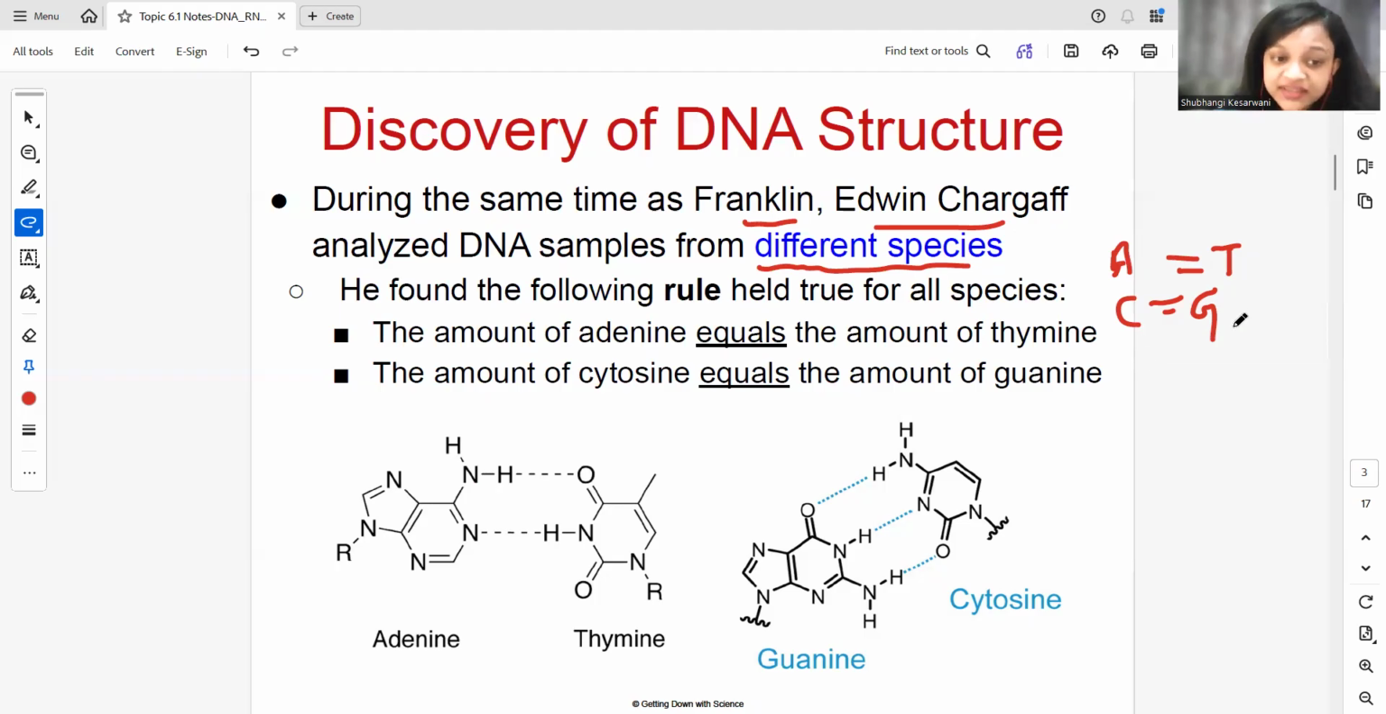So why do you think that happened? Is this a coincidence? Or maybe they pair, right? Just like our dance partner. So the amount of T is always equal to the amount of A, and C is equal to G. This is how the structure looks.